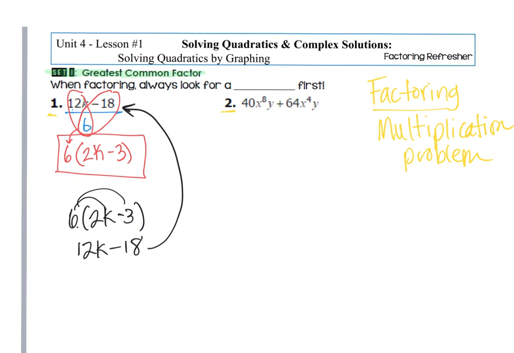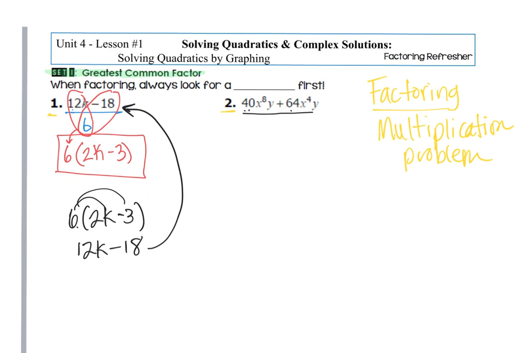Okay, so on number 2, my binomial here is 40x to the 8th power y plus 64x to the fourth y. To factor this, I need to divide out the largest number and the most amount of letters that they share. So what would that be? What's the largest number that goes into 40 and 64? Now sometimes it's a trial and error process because I know that 40 does not go into 64 evenly.